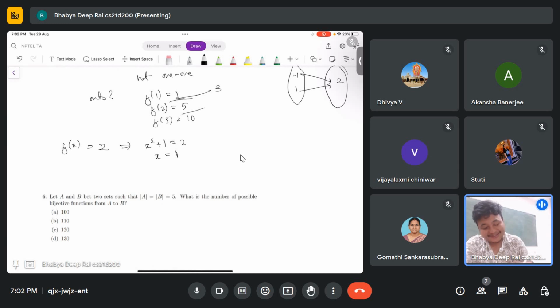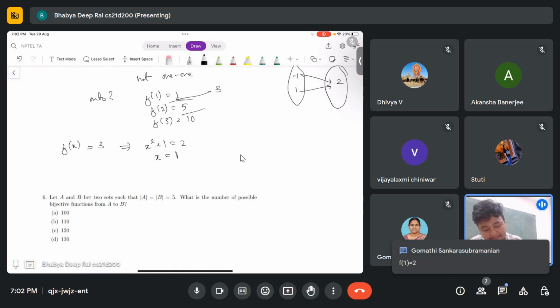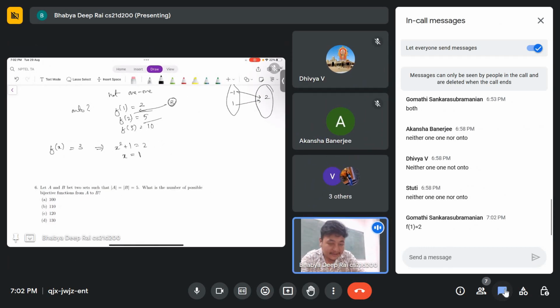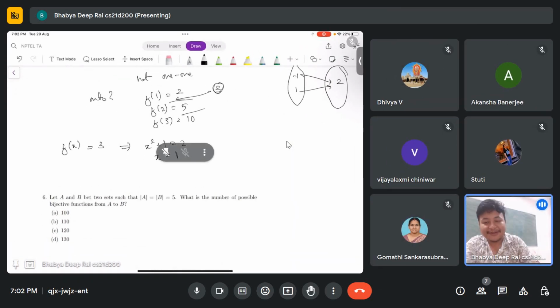Okay, let's choose 3. Now my claim is 3 does not actually feature here, because f of 1 equals 2. That's right, sorry. f of 1 equals 2. So 2 is actually a good example. It's not a bad example. We want a bad guy, right? For example, 3. Who was that? I think it was Gomati, right? Yeah, Gomati, f of 1 equals 2. Yeah, good. Sorry.